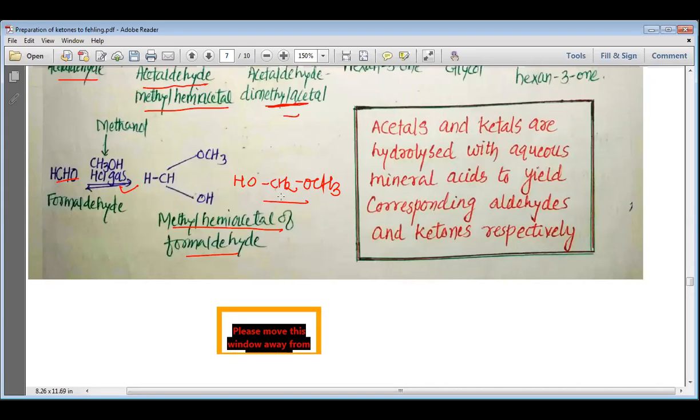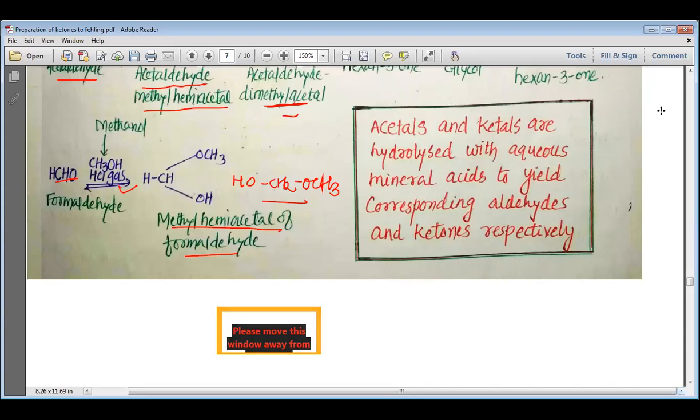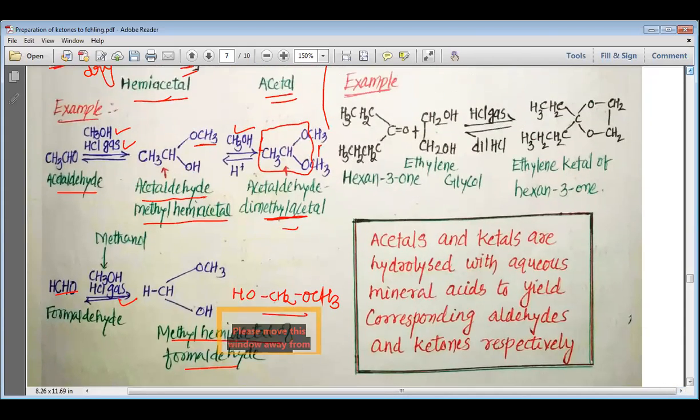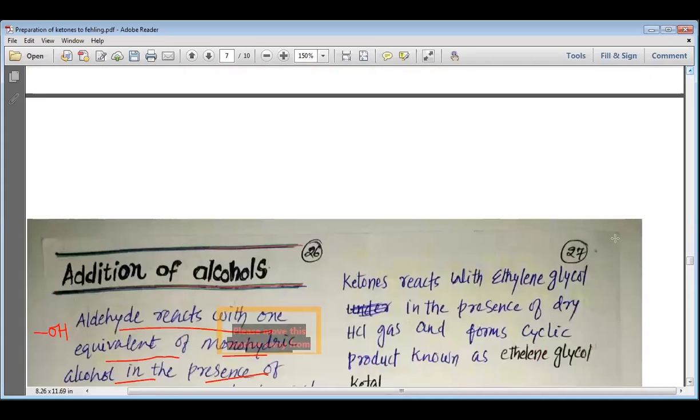The same compound can be written in this manner, and this is what is known as the methyl hemiacetal of formaldehyde. So now I hope, my dear students, this is well understood by you. Let's move forward and understand some other reactions.